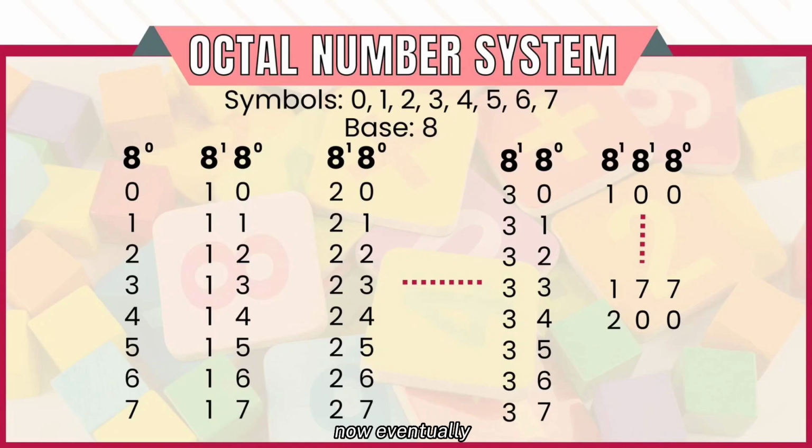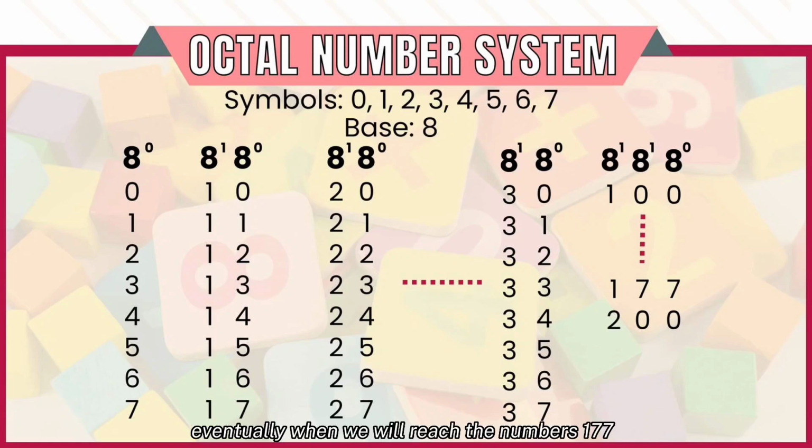Now, eventually, when for the 8 raised to the power 1's place we have the symbol 7, and for the least significant digit's place we have used up all the symbols in order to form the next octal number, we will introduce a new place having the place value of 8 squared, because for these two places we already have exhausted the symbols that we had. So after 77, the next number will be formed by placing the symbol 1 in the 8 squared place, and then the 2 places will be reset to zeros.